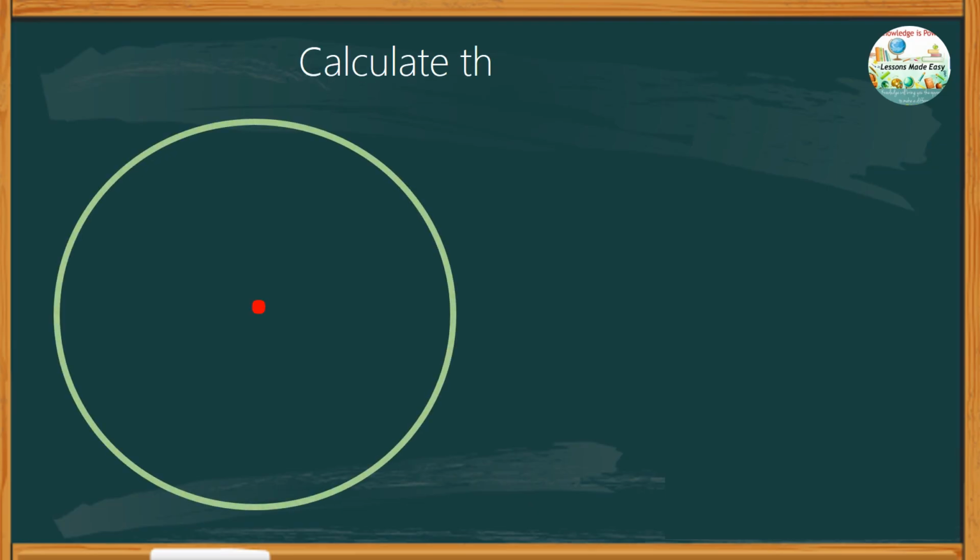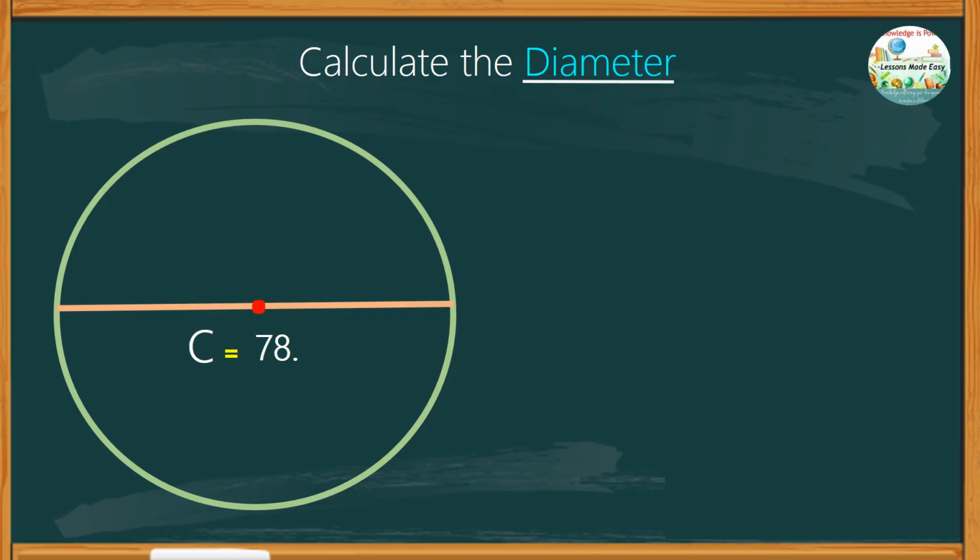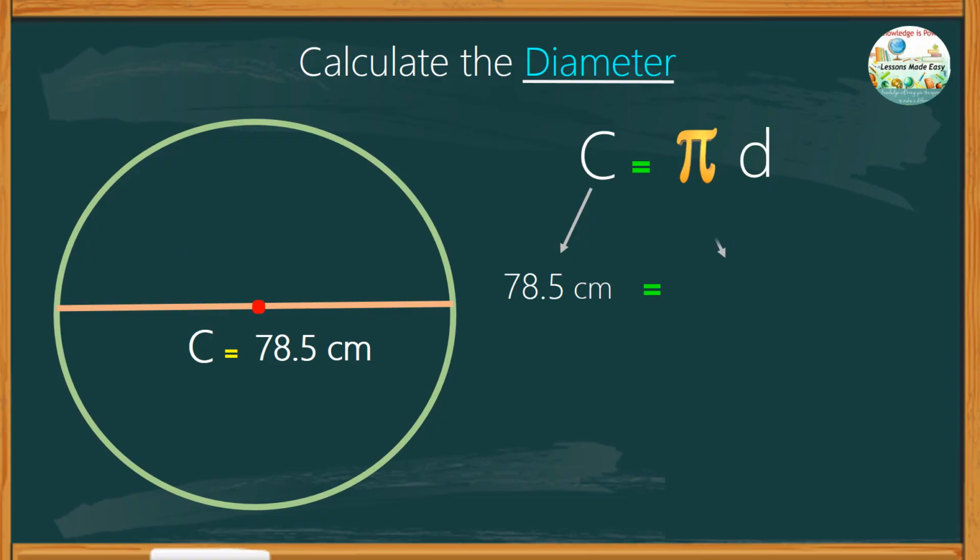But how about if the circumference is already given? How do you calculate the diameter? Try this one. Calculate the diameter of a circle with a circumference of 78.5 centimeters. To find the diameter, we still use the formula C equals pi d. All we have to do is substitute the values. The circumference is 78.5 centimeters, equals pi, which is 3.14, and keep d as it is.